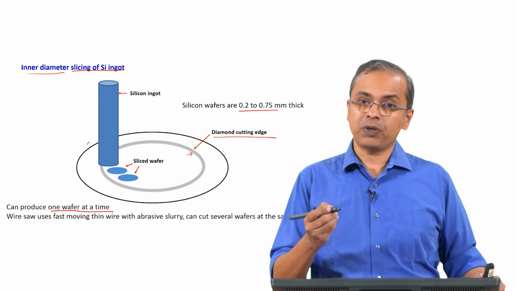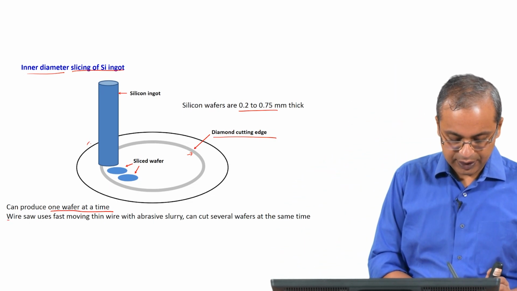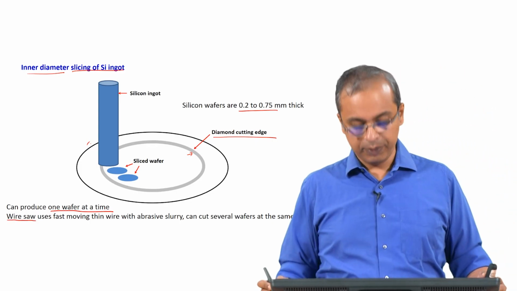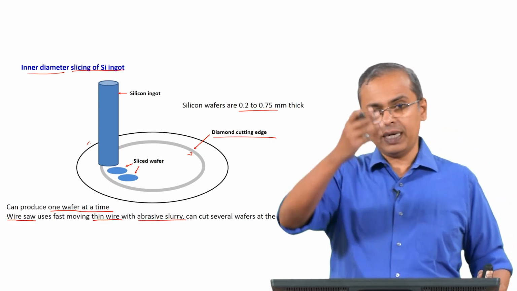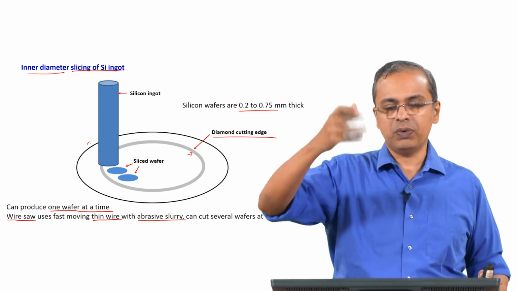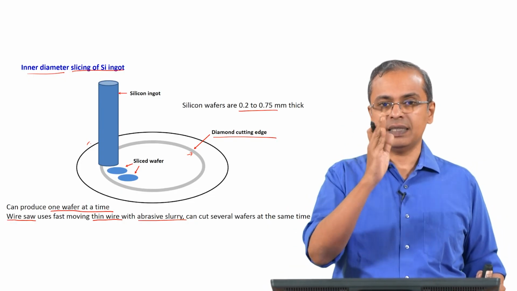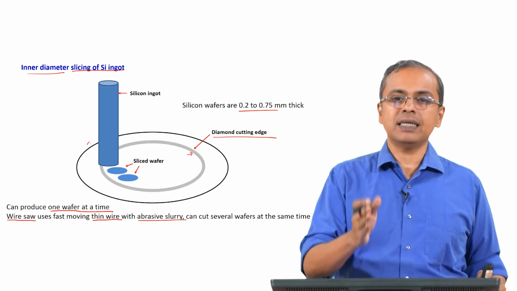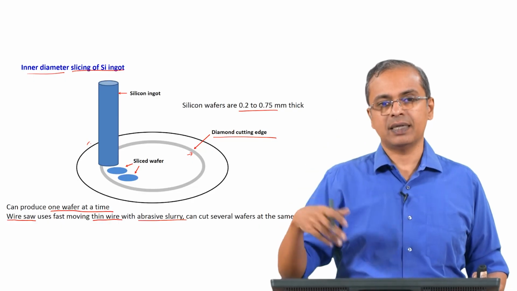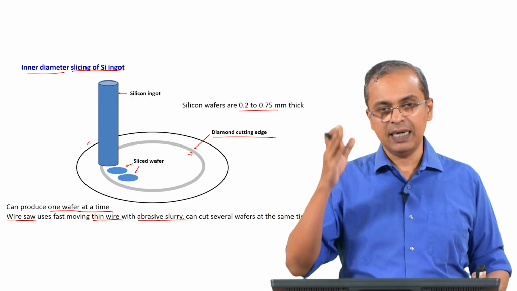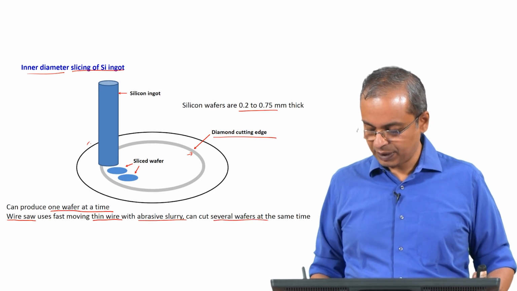They also have other processes based on a wire saw. The wire saw that you see here uses a thin wire with an abrasive slurry, and you can have several of these thin wires, or the same wire wound in different directions, so that you can cut the sample simultaneously at several locations. So, at an instant you get a huge number of wafers. The wire is cutting the same cylinder at several locations, and therefore you end up getting several slices. That is another way in which you can get several wafers at the same time.